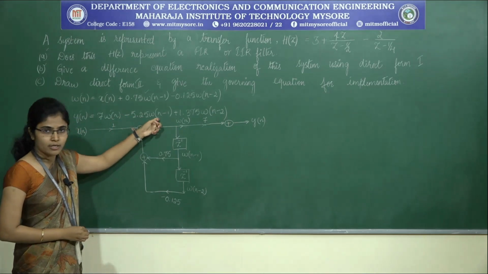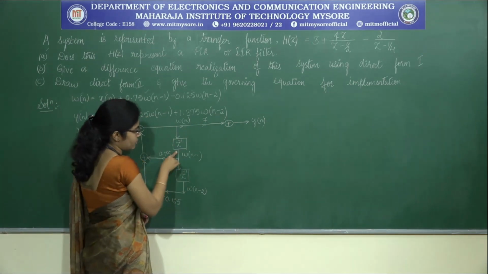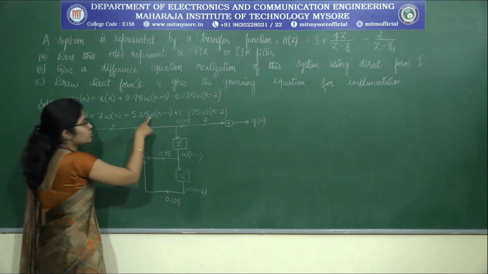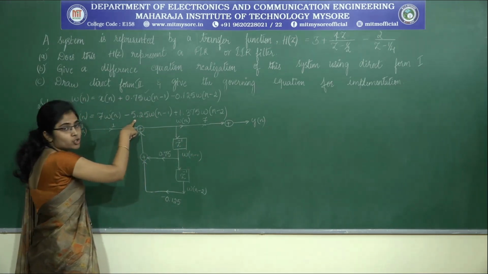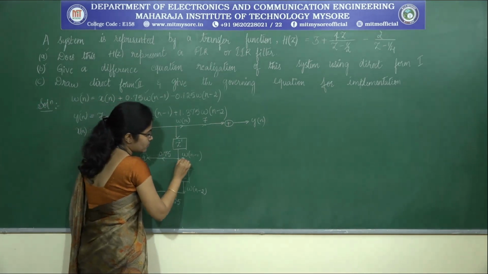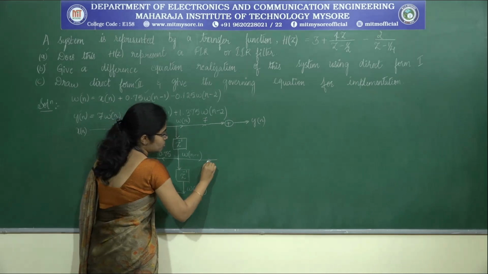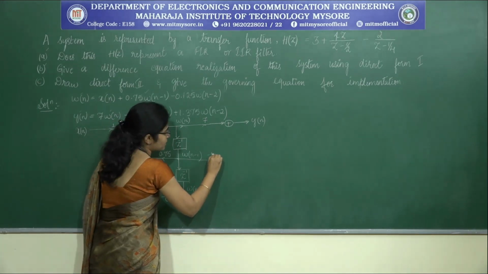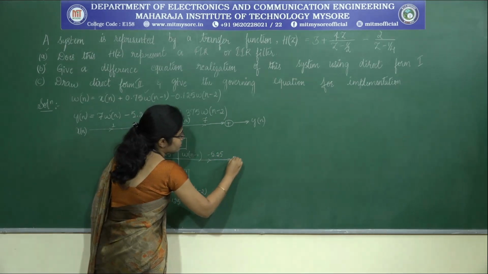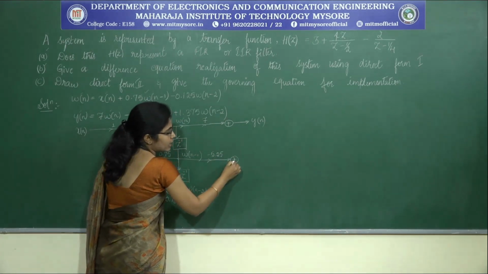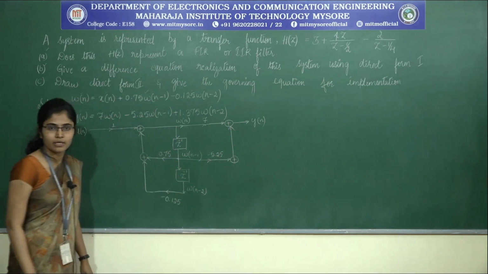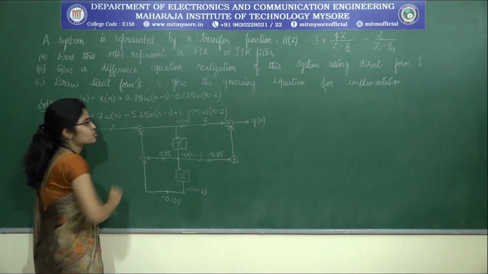So, what is the second term? W of n is delayed once. Delay this w of n once, it gives us w of n minus 1. To this w of n minus 1, what should I multiply? Minus 5.25. I should multiply minus 5.25 and connect this to an adder. Connect the output of this adder to the top adder. Clear? So the second term is also done.